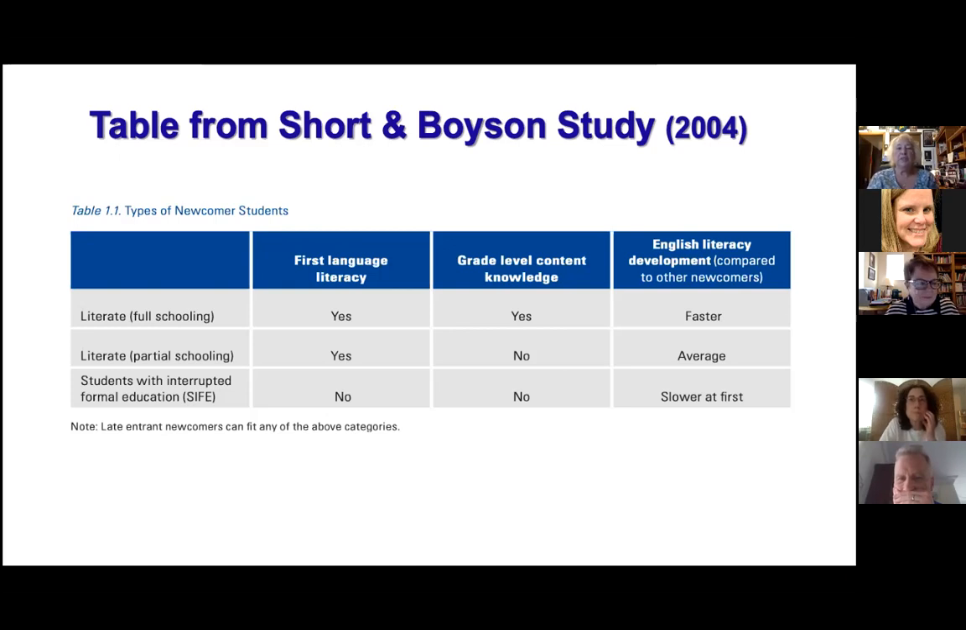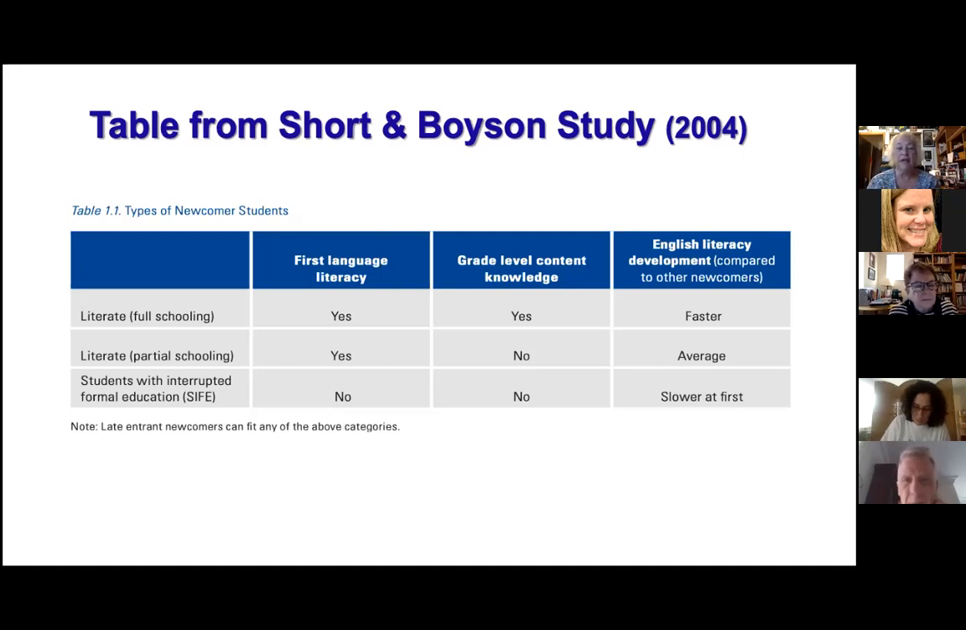So we want to start off with this table from Debbie Short and Beverly Boyson. They did a nationwide study conducted by CAL, the Center for Applied Linguistics, when they were looking at newcomers. And we know that most of our SIFE are newcomers. And they said there are 3 basic types of newcomer students who are coming to our classrooms. We have the students who come in literate. They have pretty much the equivalent of the Western education in whatever school system they were attending before they move here.